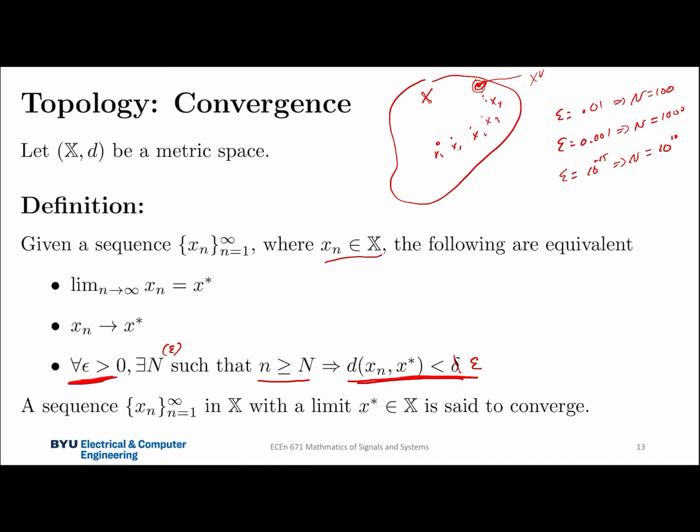So for every epsilon, there's some n so that when little n is bigger than that capital N, I'm within that ball. So we say that a sequence x_n in X with a limit x star in X is said to converge. These things may all be true, but for it to converge, this last condition is needed: x star, the thing that it's approaching, getting closer and closer to, actually has to be inside of our set X.